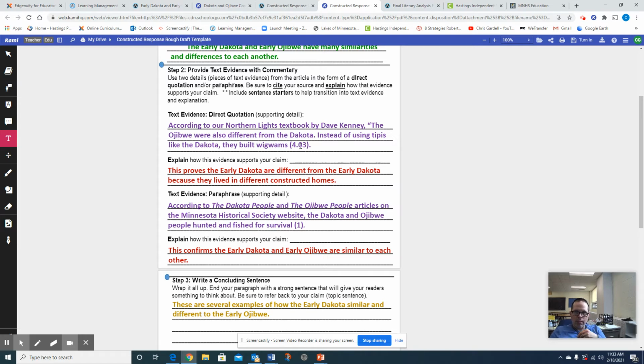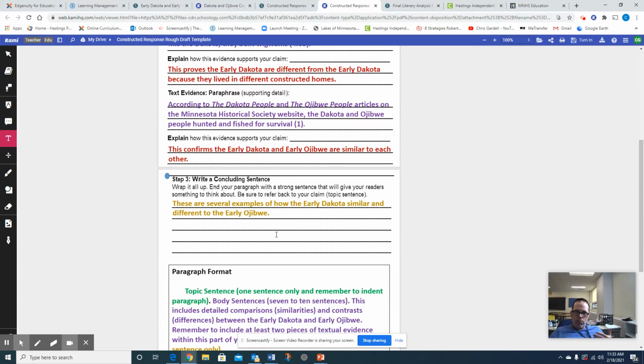So for example, in my example, this was found in chapter 4 on page 3. That's why I put 4.03. And if you see in the paraphrase for textual evidence, it was just found on page 1 in the Dakota People and the Ojibwe People article. And so really make sure that you do put the page number or page numbers that you used, whether it be the direct quotation or the paraphrase.